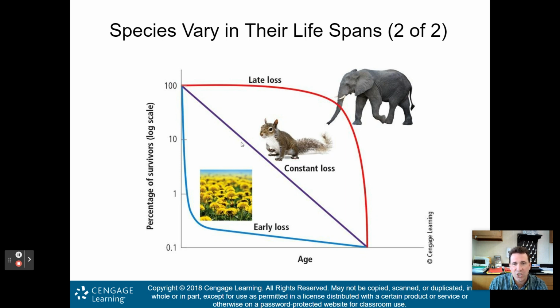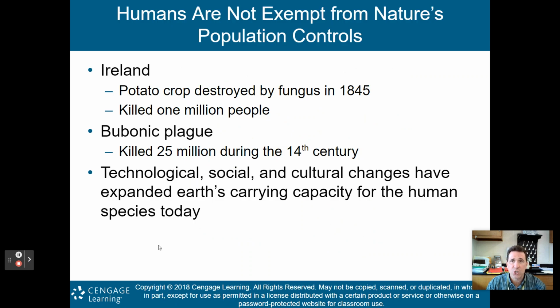And then something like squirrels, constant loss, where it really doesn't matter where you are in age. You're losing just as many young squirrels as you are middle-aged squirrels as you are old squirrels. So those are the survivorship curves. And again, just know and understand how to interpret them.